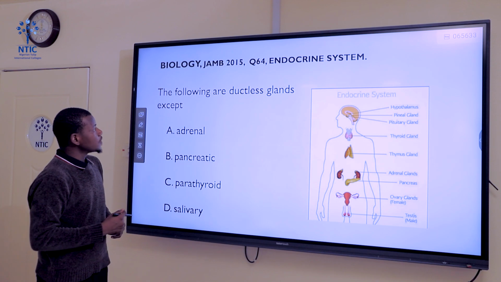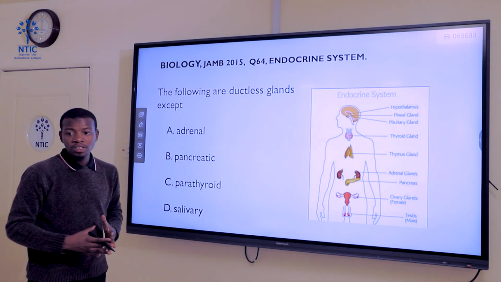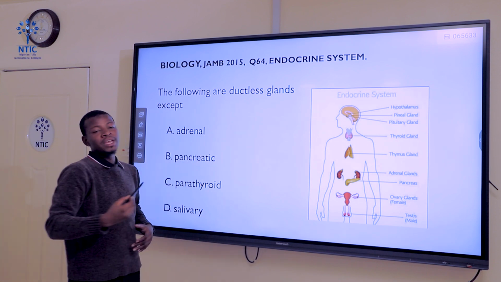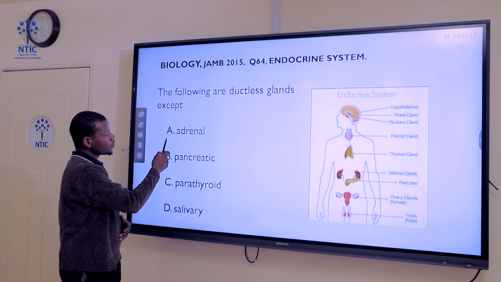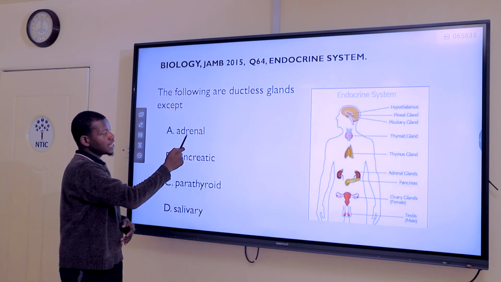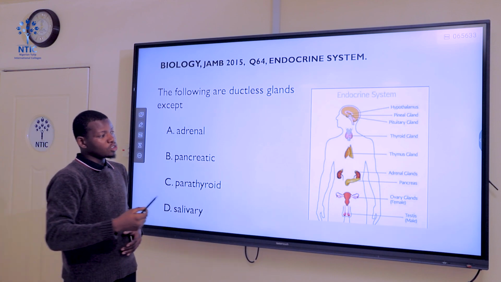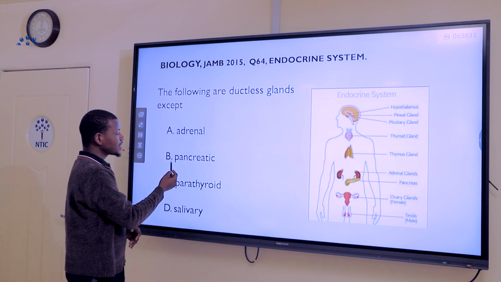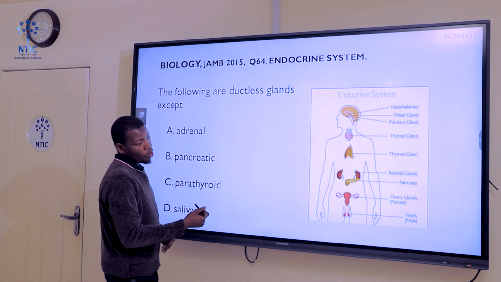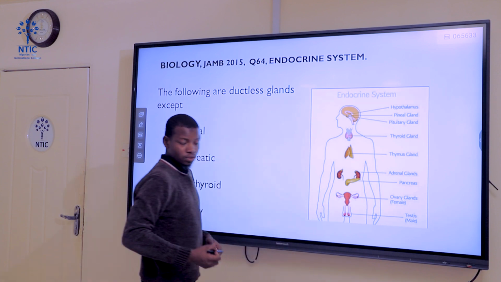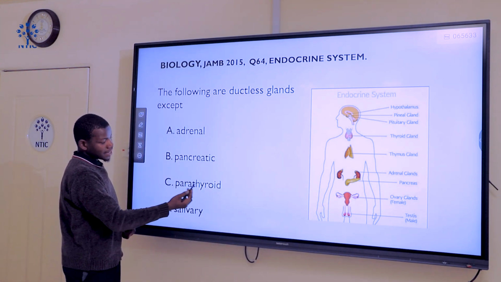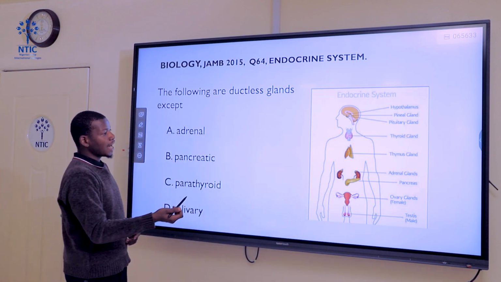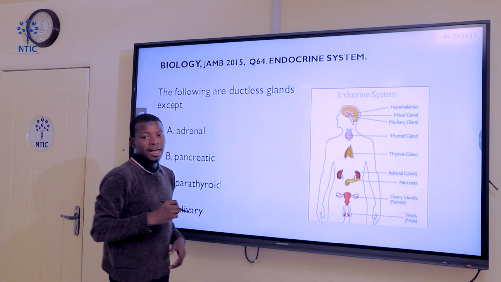Question 64. The following are ductless glands except. Ductless glands are also referred to as endocrine glands. They are glands that make hormones. For example, we have adrenal gland, option A. Adrenal gland makes the hormone adrenaline, and here is adrenal gland just above the kidney. Pancreas also makes hormones insulin and glucagon, so it's also an example of endocrine gland. Parathyroid gland also makes the parathyroid hormone, and it's just behind the thyroid gland.